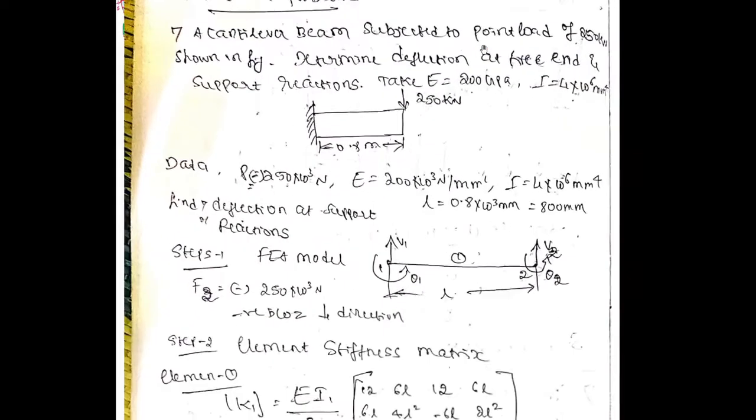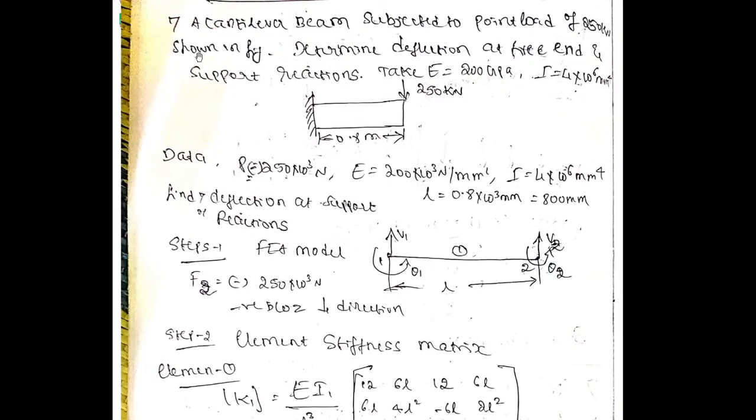A cantilever beam subjected to a point load of 250 kilonewton shown in figure. Full stop. Determine the deflection at free end.